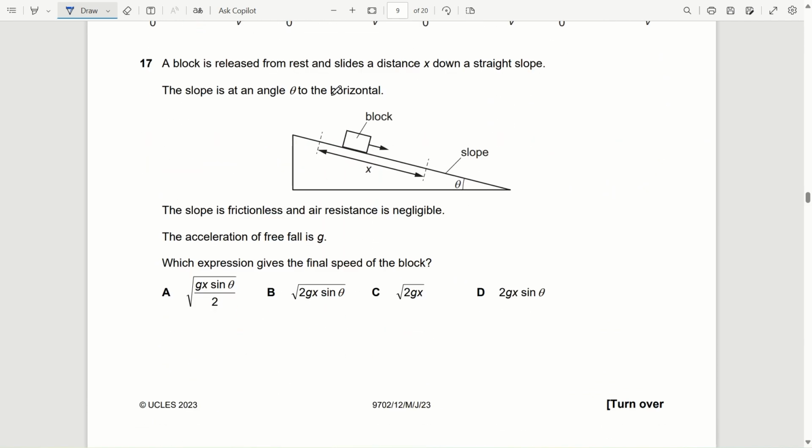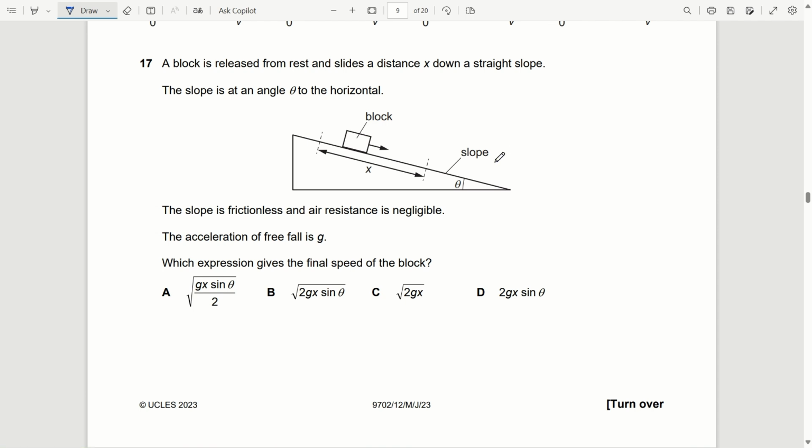Question 17. A block is released from rest and slides a distance x down a straight slope. The slope is at an angle theta to the horizontal. Slope is frictionless and air resistance is negligible. Acceleration of free fall is g. Which expression gives the final speed of the block?